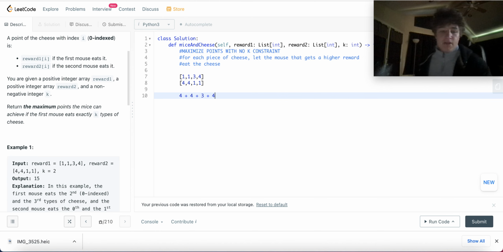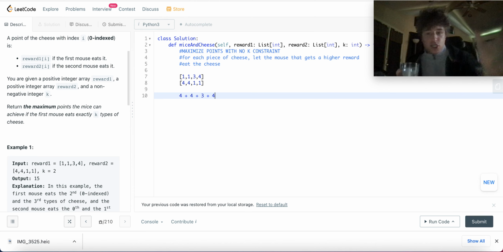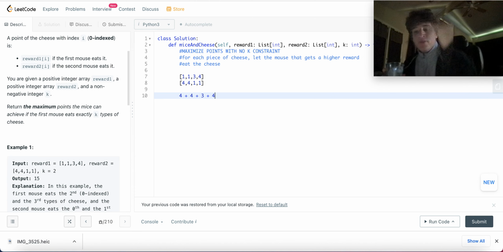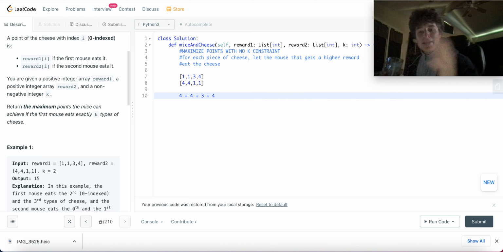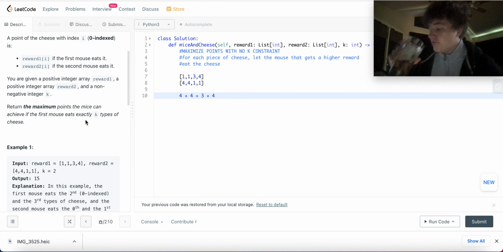Okay, so that's a simple enough problem, right? Because you would just look at each piece of cheese, you'd say, who gets more, get me that. The only tweak to this problem, which makes it a medium, that makes it a little bit more difficult, is that the first mouse has to eat exactly k types of cheese, okay?